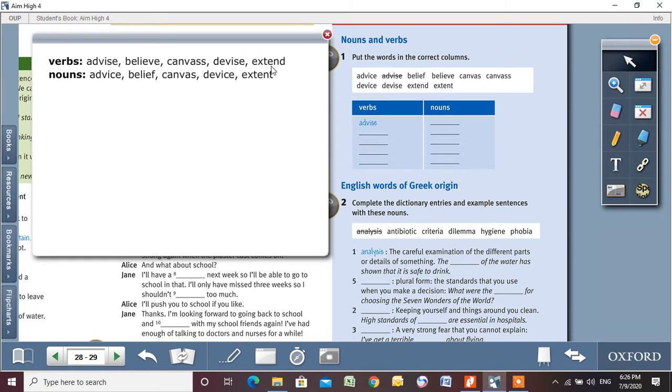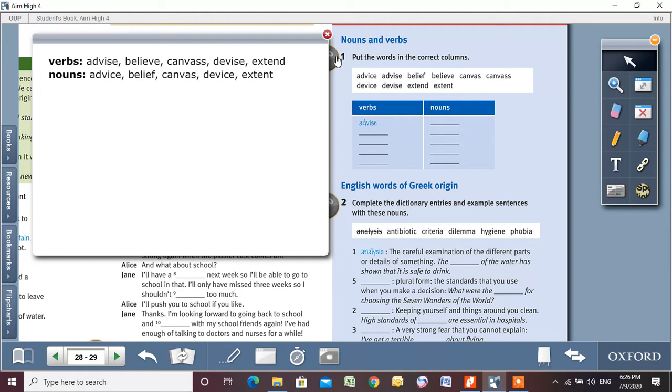The last one, extend with D, this is the verb, and when you extend something, it means that you expand it or you try to stretch it. It means that you make it longer. And then the noun of it is extent with T, and of course it means the area covered by something, or it's a range, the range of something.